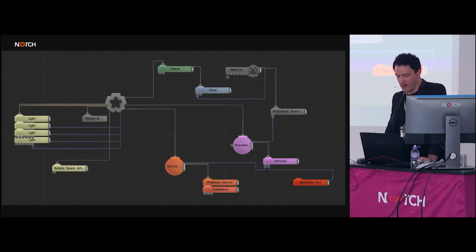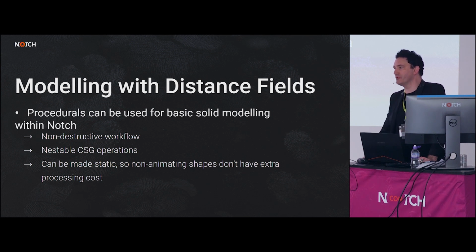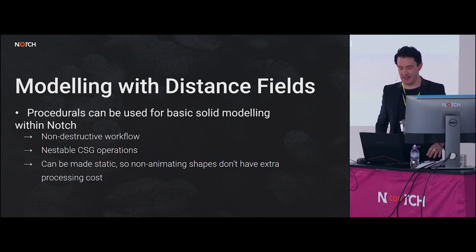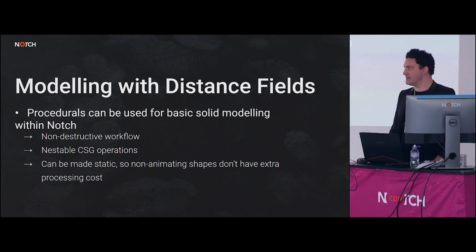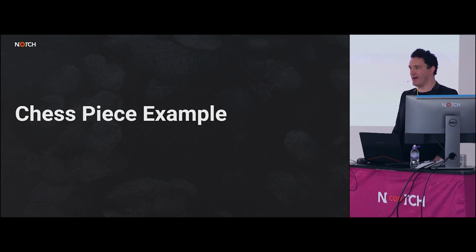So now we're going to go through an example of how to model stuff using procedurals. Procedurals can be used for basic, non-destructive, solid modeling in Notch, just by taking multiple shapes and combining them together. Here's an example made by Adrian at the back there, who will surely answer questions about it if you want, about how to model a chess piece just using procedurals in Notch. And this is step by step.